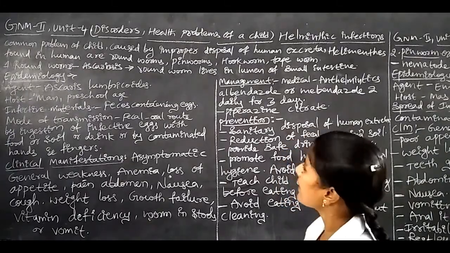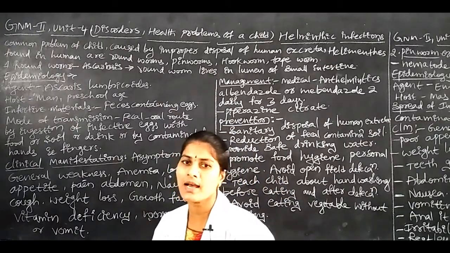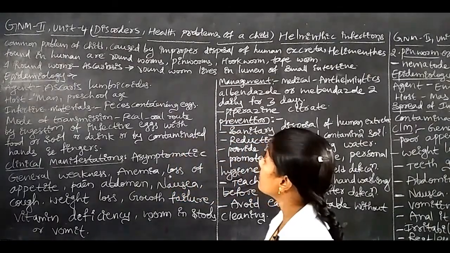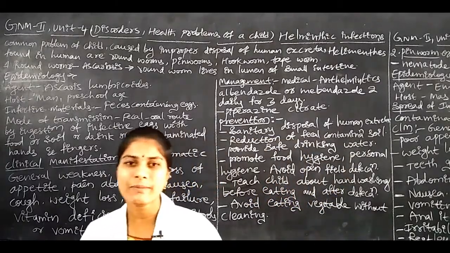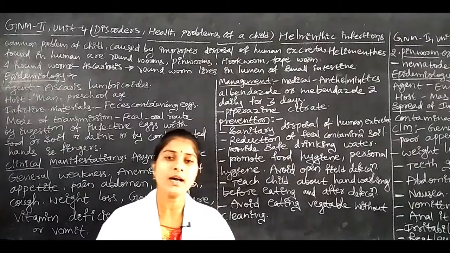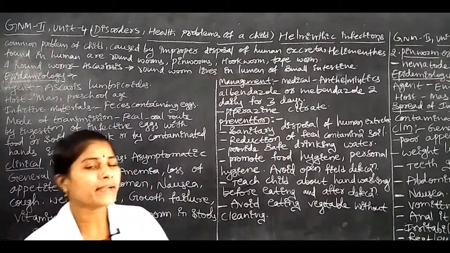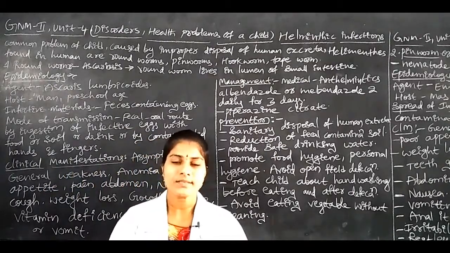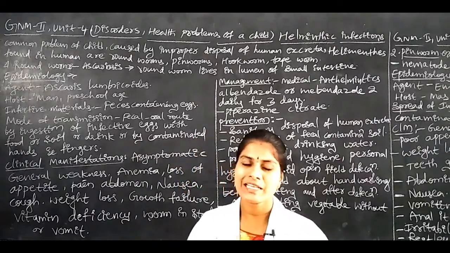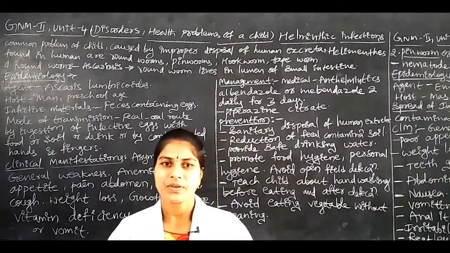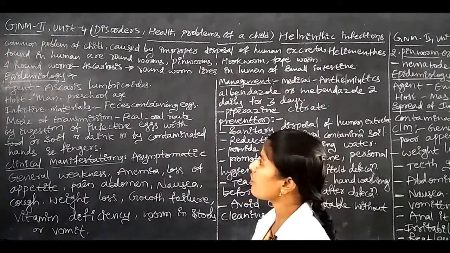It is mainly found in human beings due to roundworms, pinworms and hookworms. Especially, helminthic infections are caused by roundworms, hookworms, pinworms and tapeworms. These worms cause infections in the human body, especially in children. Next we are going to discuss roundworms.